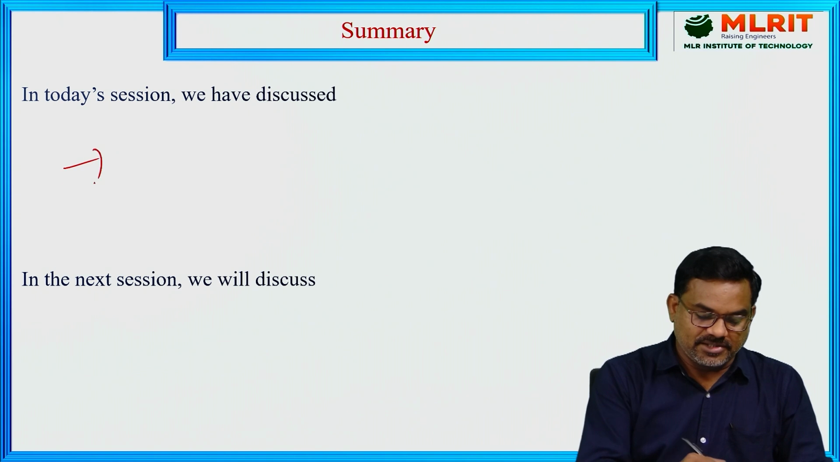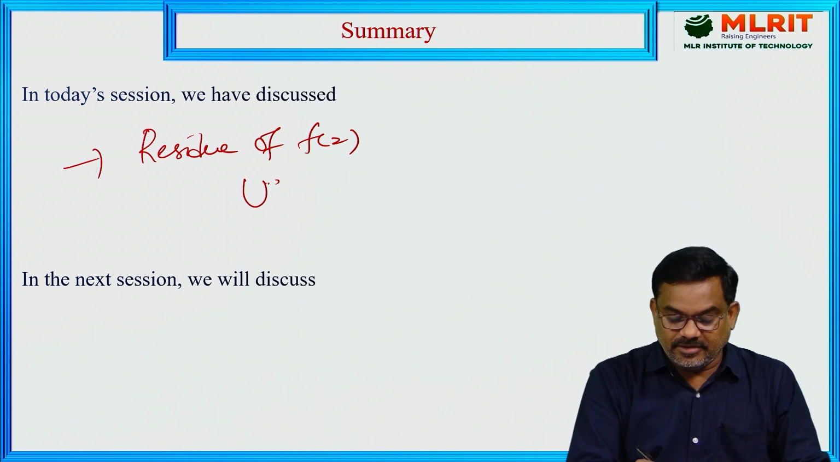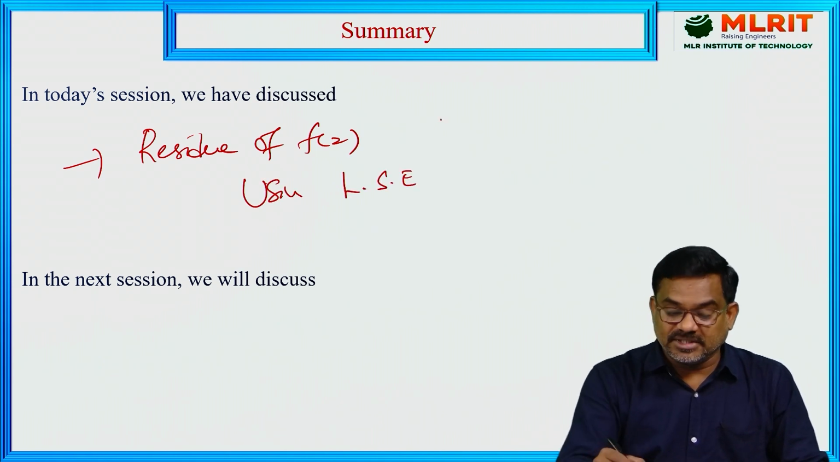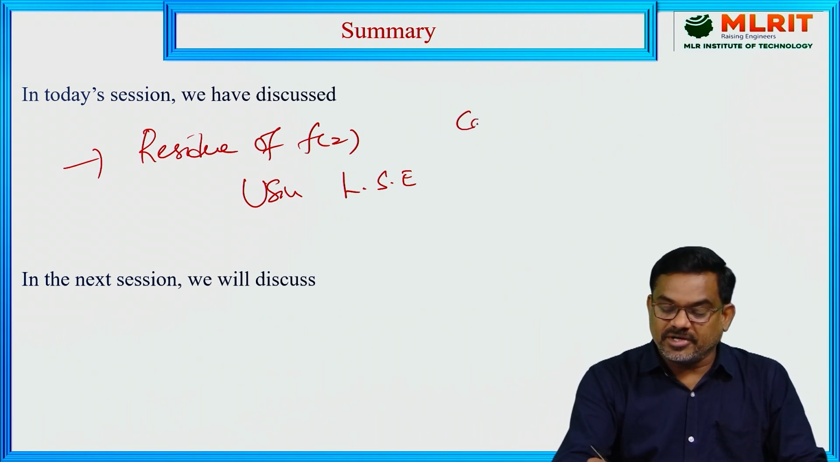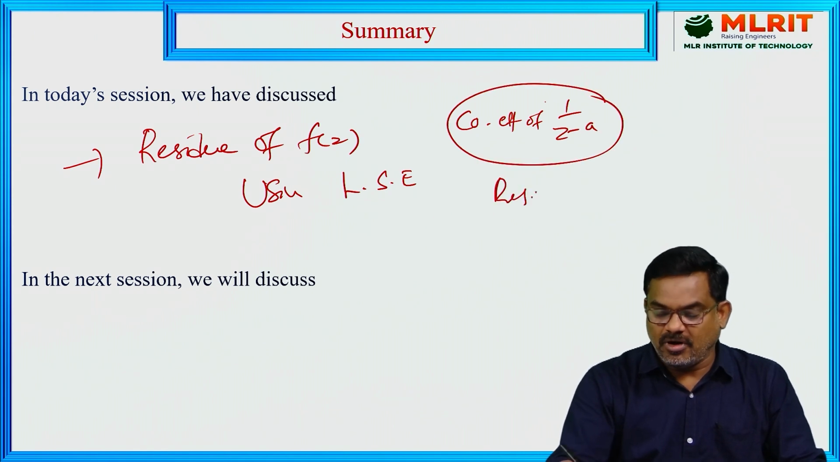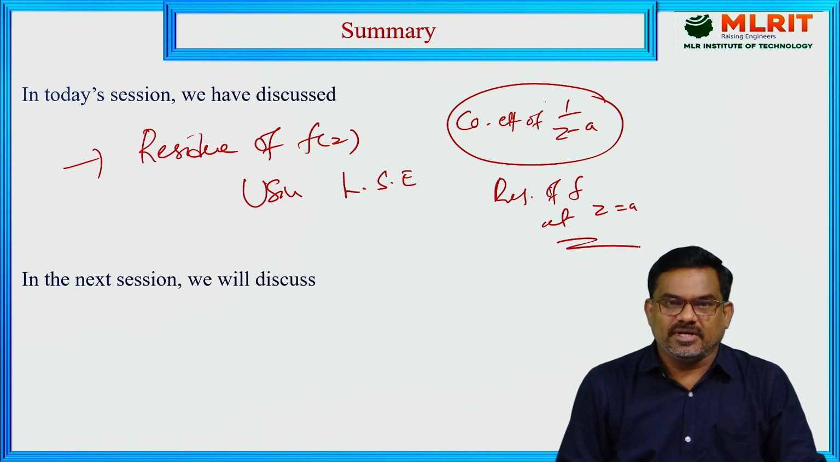So, in today's session, we have calculated the residue of the given function using Laurent series expansion. And using the Laurent series expansion and finding the quotient of 1 by z minus a, we can find the residue of f at z equal to a. So, to find the residue, we can use either the formula or the Laurent series expansion.